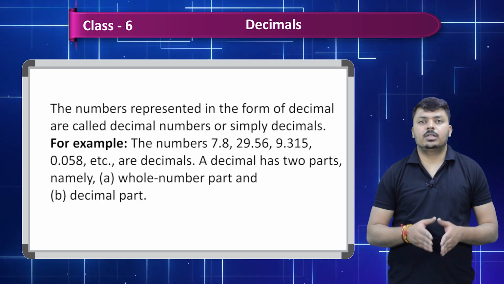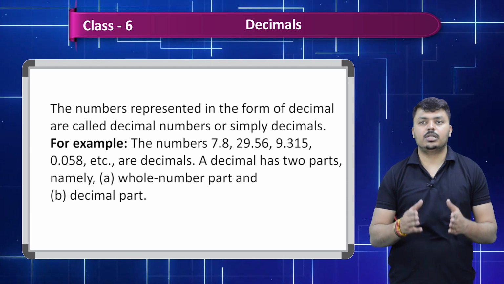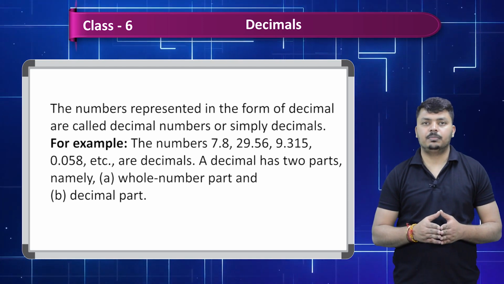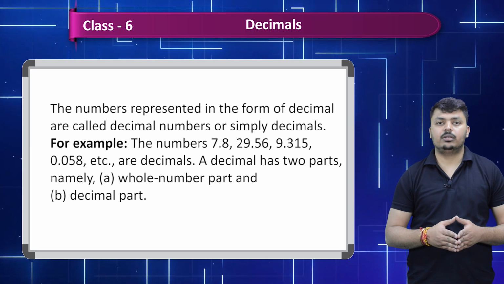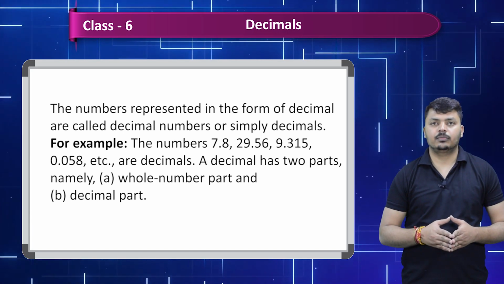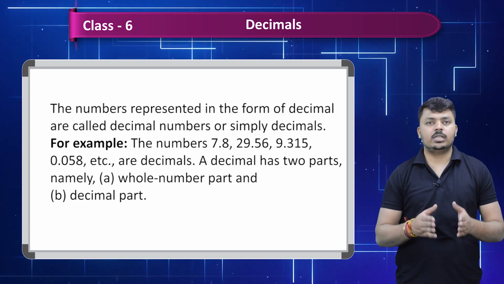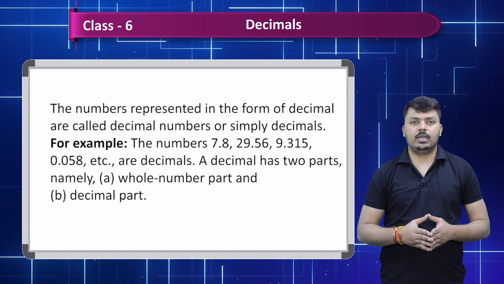Decimals. The numbers represented in the form of decimal are called decimal numbers or simply decimals. For example, the numbers 7.8, 29.56, 9.315, 0.058, etc. are decimals. A decimal has two parts, namely A.